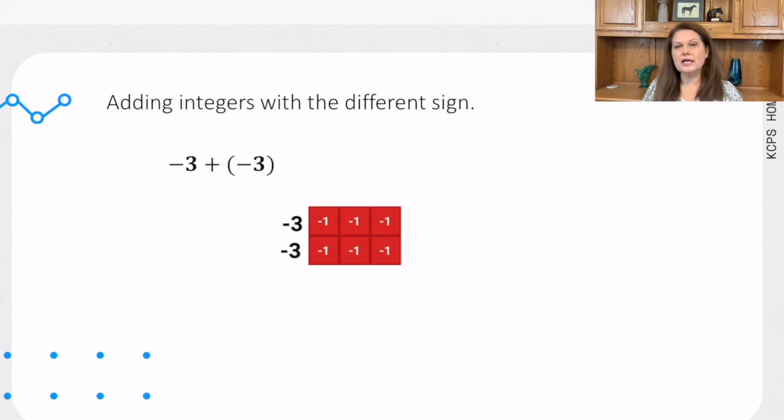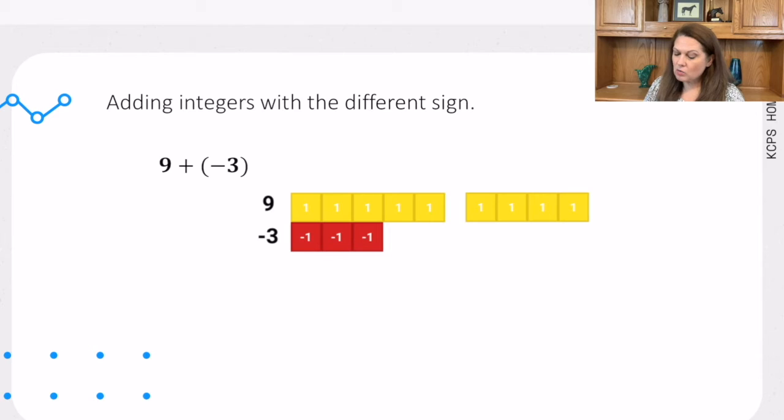So let's take a look at what a negative would look like. Negatives are going to be red, and so I have negative 3 here, and I have another negative 3. Again, I don't have any opposites, so they're not canceling out or creating a 0, so I'm just going to add them up. So 3 plus 3 is 6. Remember, those are red or negative, so my answer is negative 6.